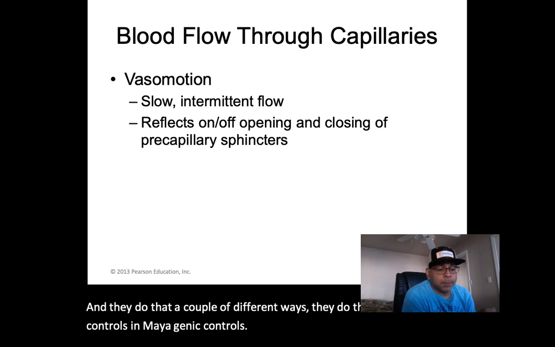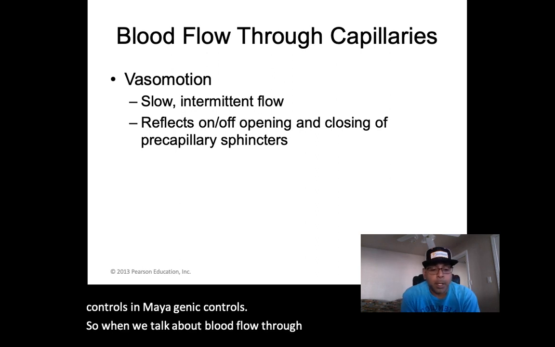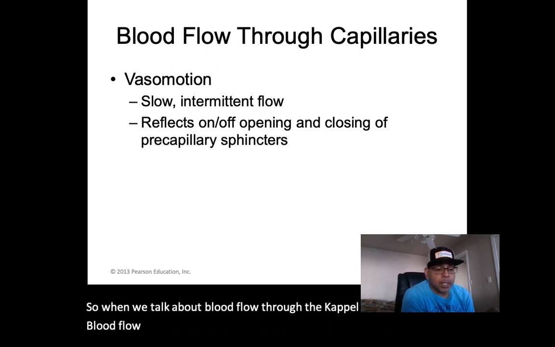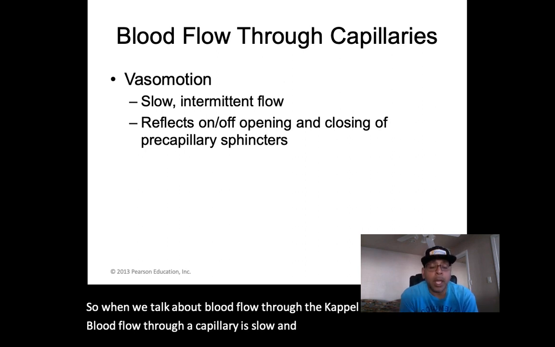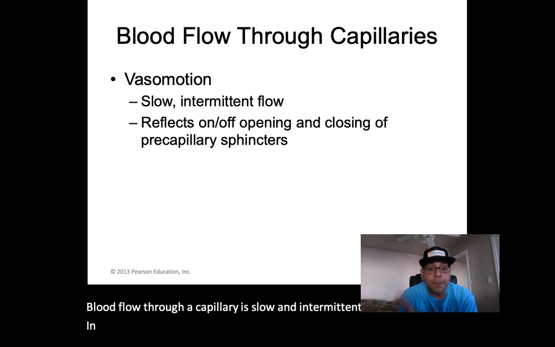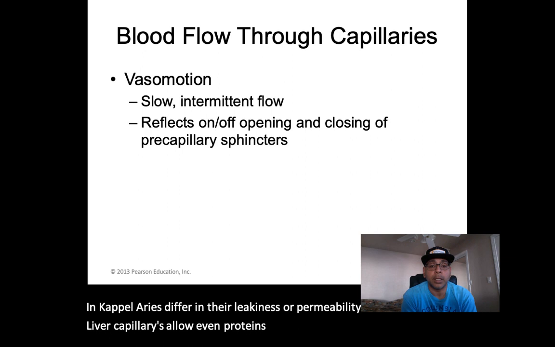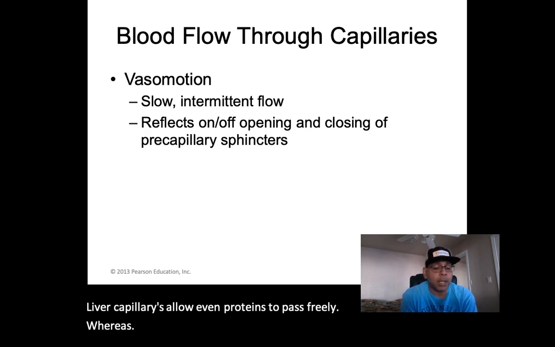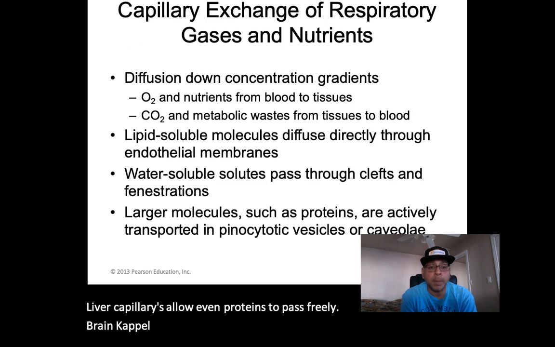So when we talk about blood flow through the capillaries, blood flow through a capillary is slow and intermittent, and capillaries differ in their leakiness or permeability. Liver capillaries allow even proteins to pass freely, whereas brain capillaries are impermeable to most substances.